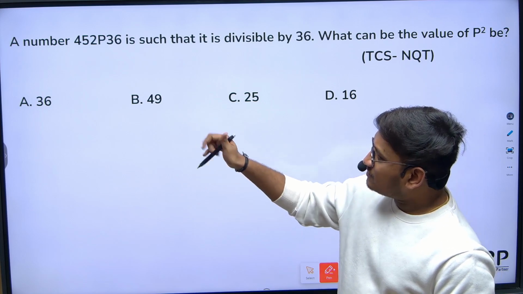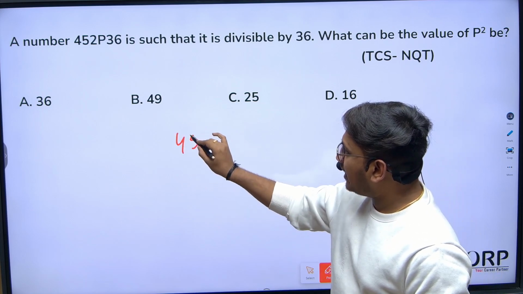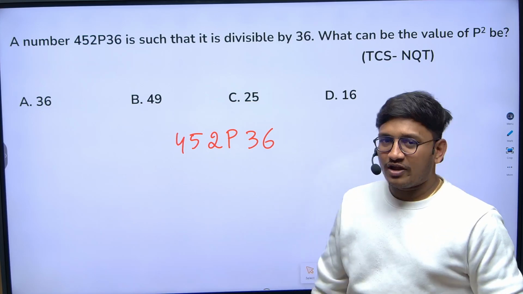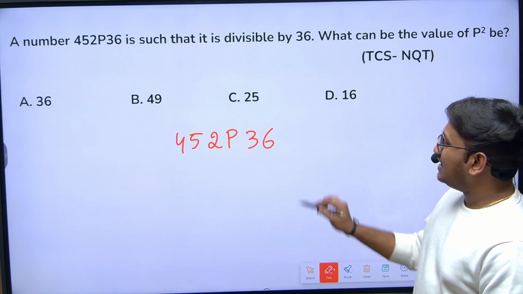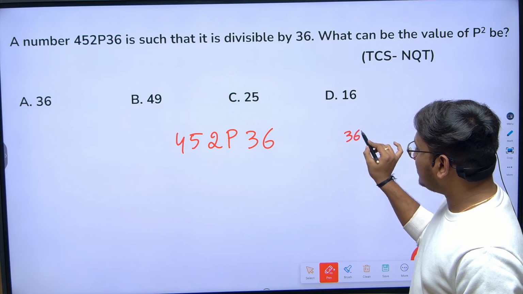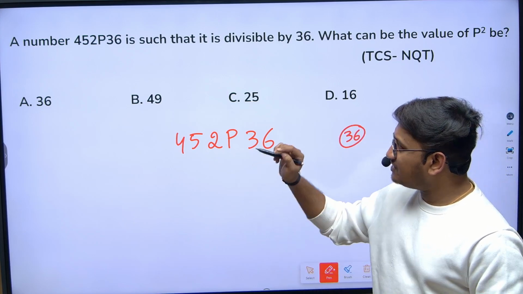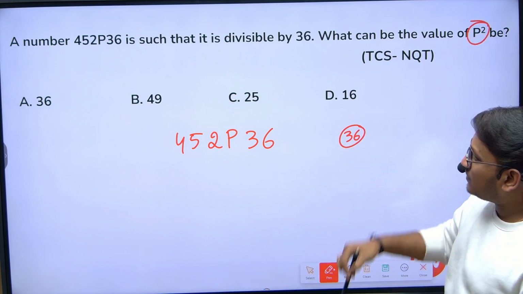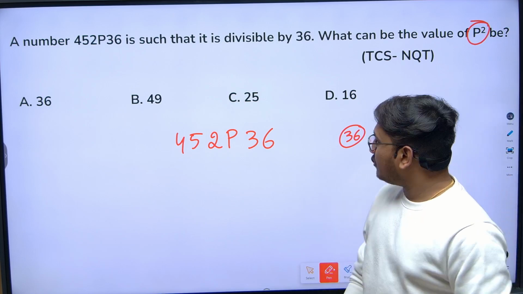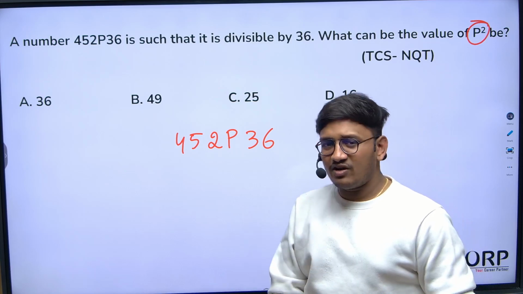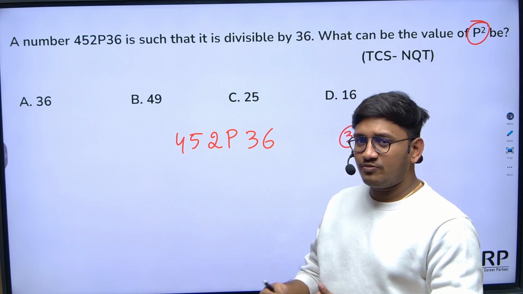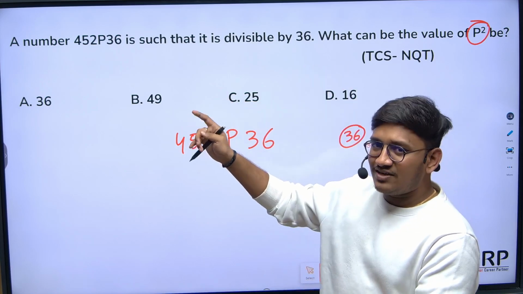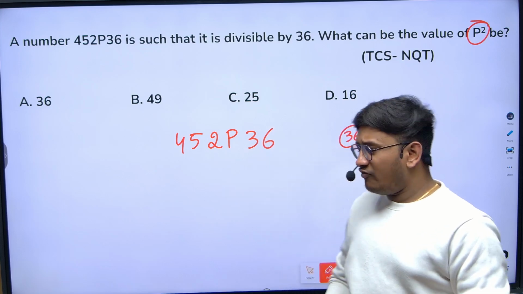A number 4, 5, 2, P, 3, 6 is divisible by 36. If this number is divisible by 36, what can be the value of P square? If you observe, all the numbers in the given options are perfect squares. So whichever option is exactly suitable in the place of P so that the number will be divisible by 36. Very simple logic.